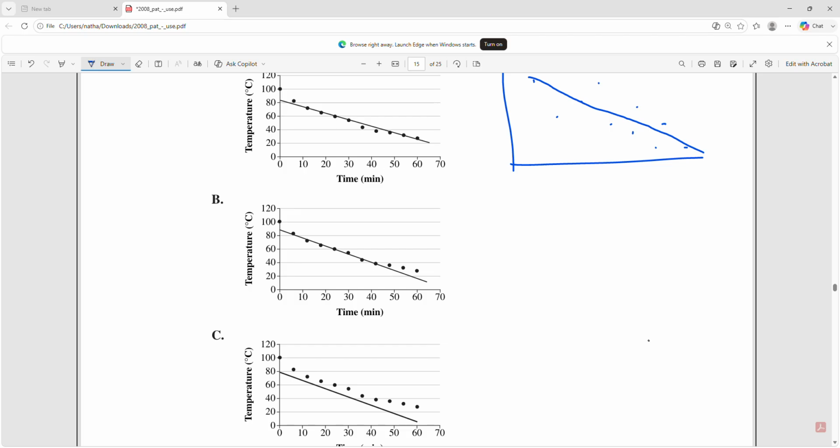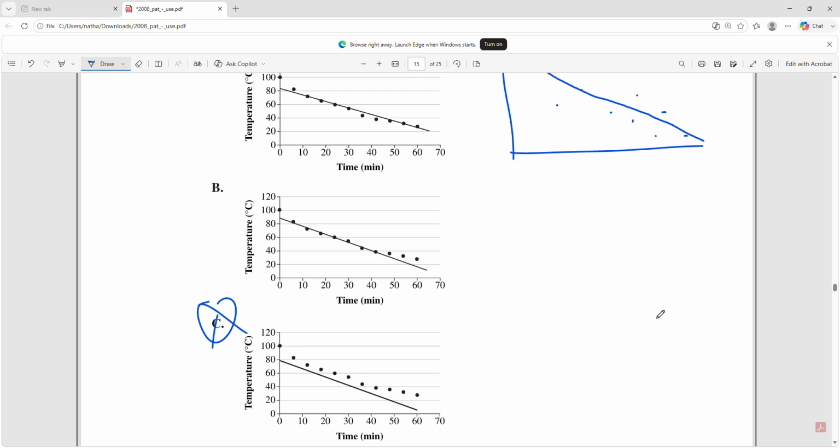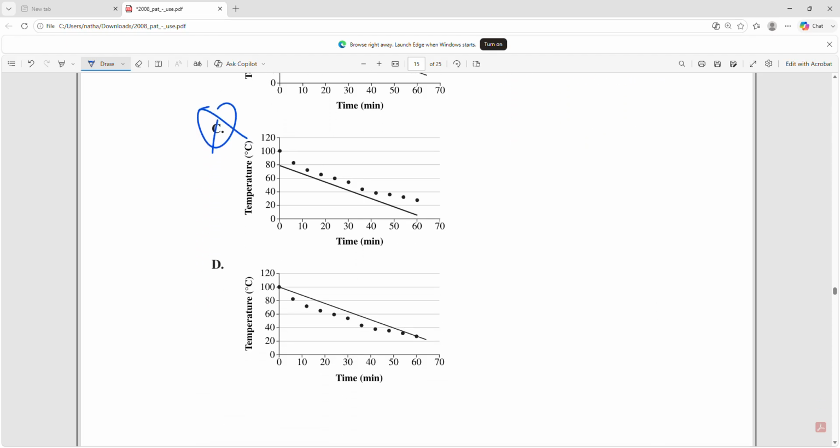So here we can see this one. Does this line on C fit that very well? Not really. It's kind of below the points. It's not really through them. So definitely not that one. D is also no good. The line they've drawn, all the data that we collected, these dots below it, that's no good.